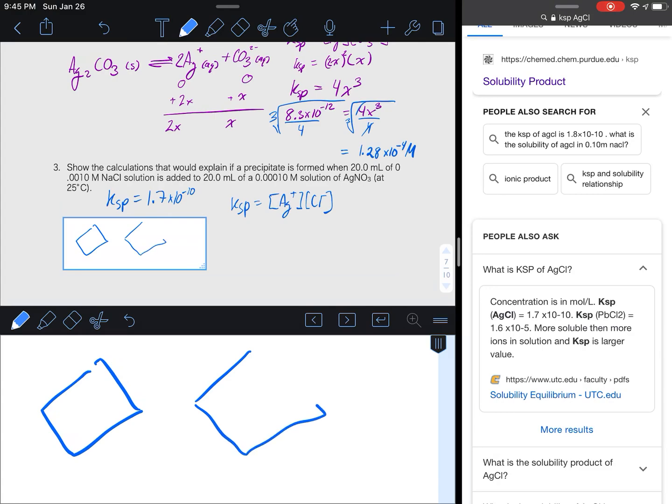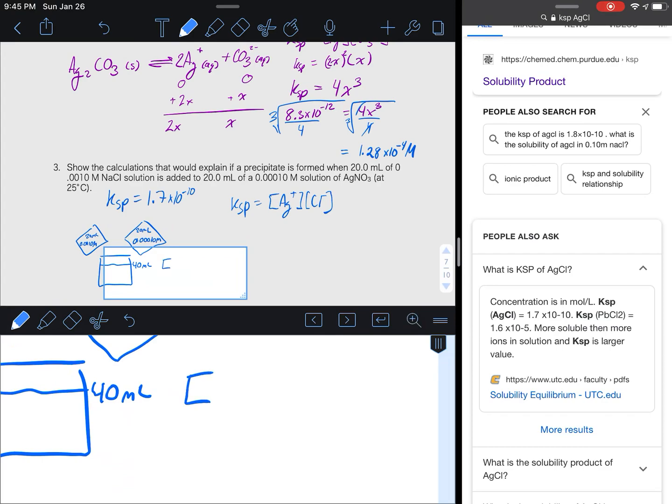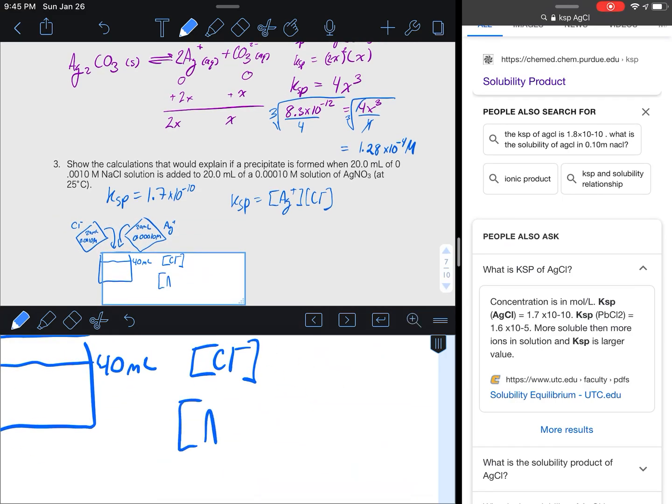I just kind of think about it as 2 jars. I've got 20 mLs of 0.0010 molarity and 20 mLs of 0.00010 molar, and they are now getting added together into one jar, and so this jar is going to have 40 mLs, right? And so I need to know my two concentrations. So in this 40 mLs, what is my concentration of chloride? This is my chloride here, and this is my silver over here. Okay, what's my concentration of silver?